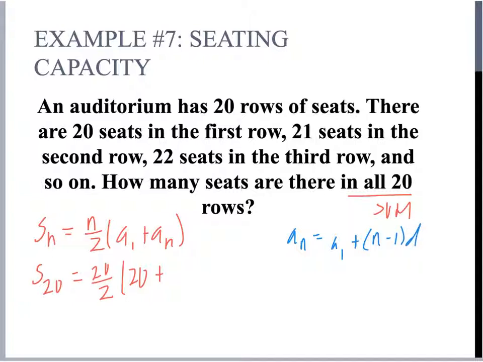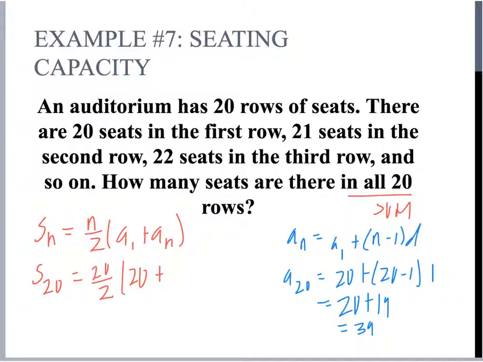A sub n would be a sub 20 equal to a sub 1, which is 20. Yep, there are 20 seats in the first row. Plus n, meaning there are 20 rows, minus 1 times the difference between the rows of seats, which would be 1. Okay, so 20 minus 1 is 19. So 20 plus 19, there are going to be 39 seats in the 20th row. And I would write that out, but I just don't have the space. So there are 39 seats in the 20th row.